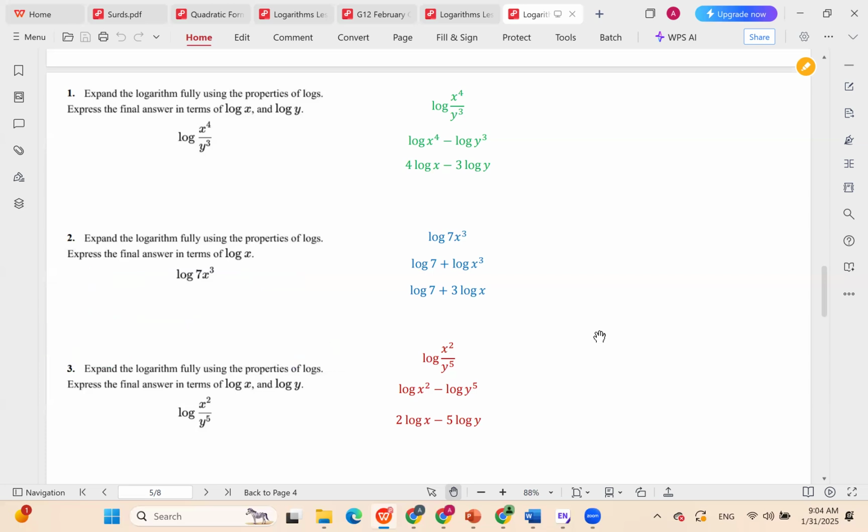For the third example, we have log x squared over y power 5. Again, you don't take the powers outside. You first subtract. You say log x squared minus log y power 5. And then you take out the power of each, and you end up with 2 log x minus 5 log y as a final answer.